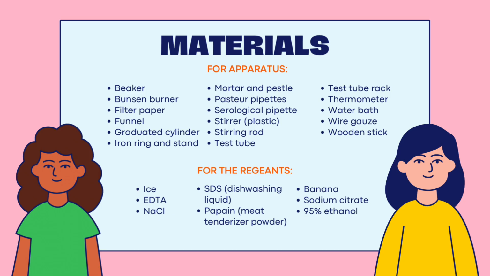For the sample and reagents that we will be using, we have the banana where we will get the DNA, but you can also use an onion, dishwashing liquid which will break down the cell membrane, EDTA and sodium citrate as the lysis buffer, NaCl that will neutralize the charge of the DNA, papain as the protease, or you can also use bromelain to degrade the protein from the banana sample. Lastly, we have 95% ethanol that is soaked in an ice bath, which will precipitate and lower the solubility of the DNA out.